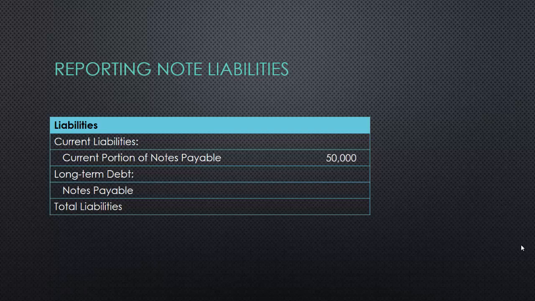We owe $200,000 at this point. $50,000 is due in the next year, which means the remaining $150,000 is due in at least a year or more. So that other portion that we have more than a year to pay goes into long-term debt. But still, when you add the two of them together, the total liabilities related to this note, $200,000, is equal to the remaining principal balance of the note.